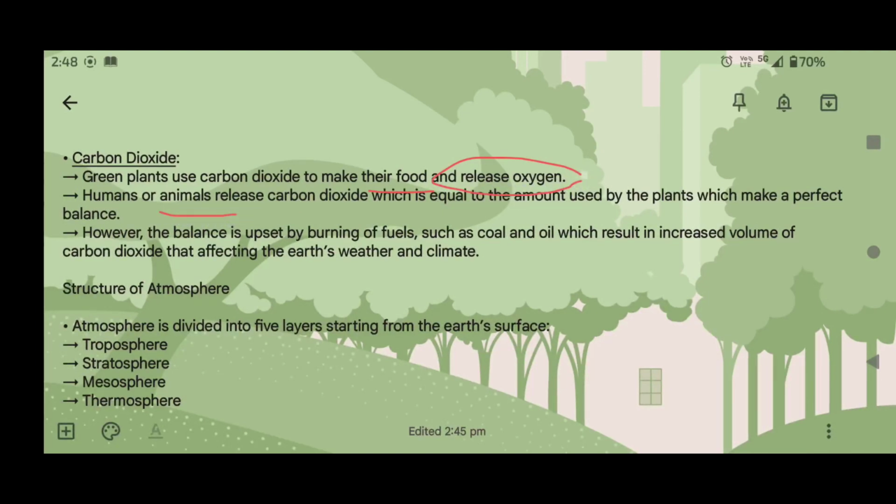Carbon dioxide. Green plants use carbon dioxide to make their food and release oxygen through photosynthesis. Humans and animals release carbon dioxide, which is equal to the amount used by the plants, which makes a perfect balance. However, the balance is upset by burning of fuels such as coal and oil, which results in increased volume of carbon dioxide that is affecting the Earth's weather and climate.